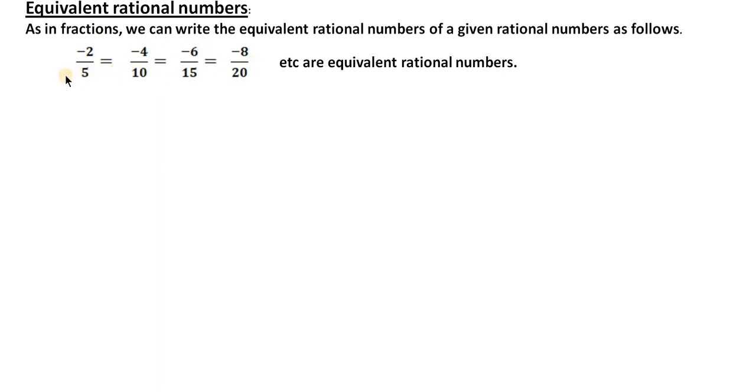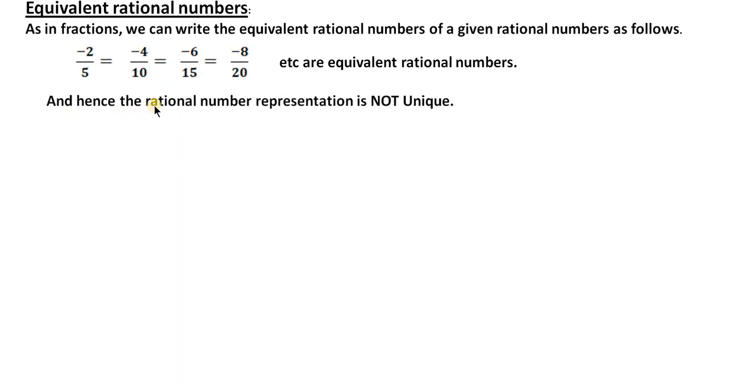Sometimes the minus may come in the denominator. In that case, you will have to shift the minus to the numerator. When the numerator and denominator are both negative, it is assumed to be a positive number with the magnitudes only. So these are all equivalent numbers. So a rational number is not represented uniquely. These are all the same rational number. Hence, the representation of a rational number is not unique. You can represent minus 2 by 5 like this, like this, like this, whichever way, but all are equally the same.